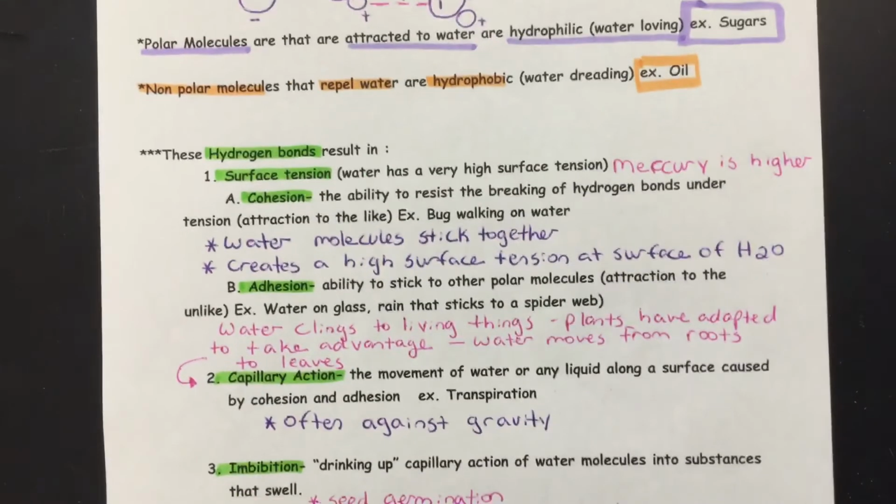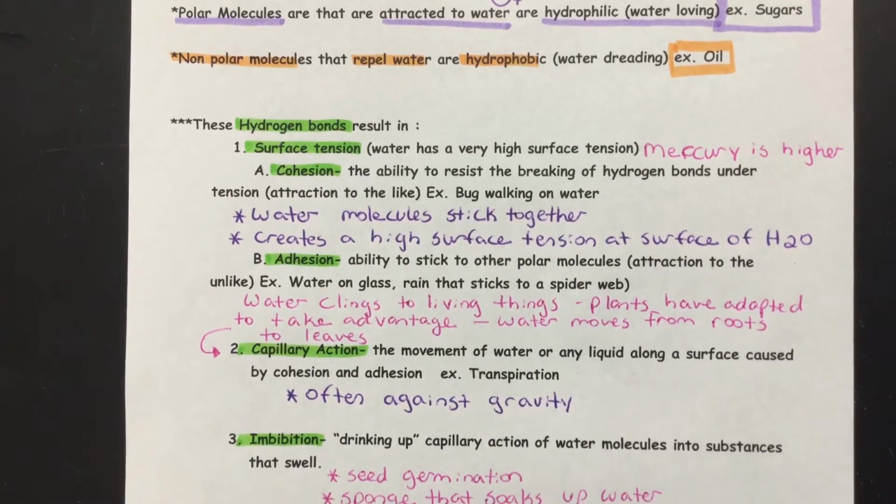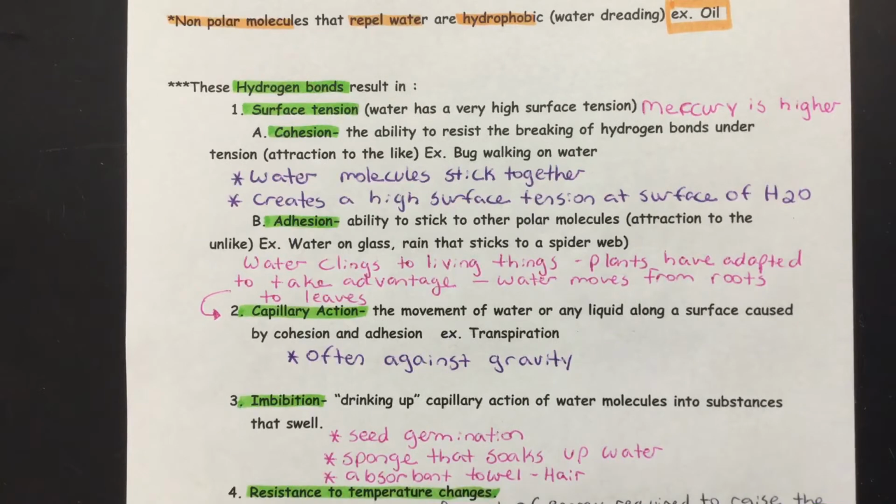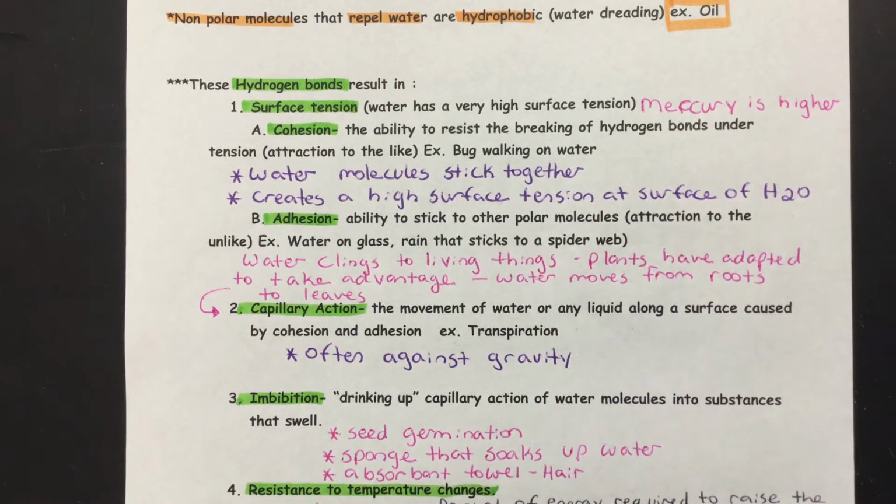So I just said that because of these hydrogen bonds, they're going to result in a ton of really cool properties. These are ones you should be a little familiar with, but here we go. This hydrogen bonding, water molecules sticking together with these weak hydrogen bonds, creates surface tension. This means that water has a very high surface tension. The only liquid that's higher than water is mercury, which is a little bit higher in terms of surface tension. And the surface tension causes things like cohesion and adhesion.